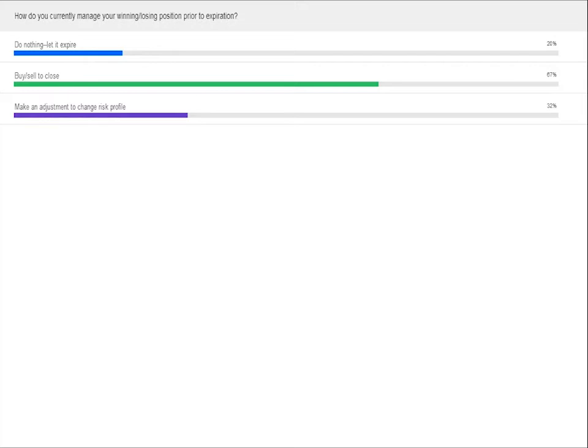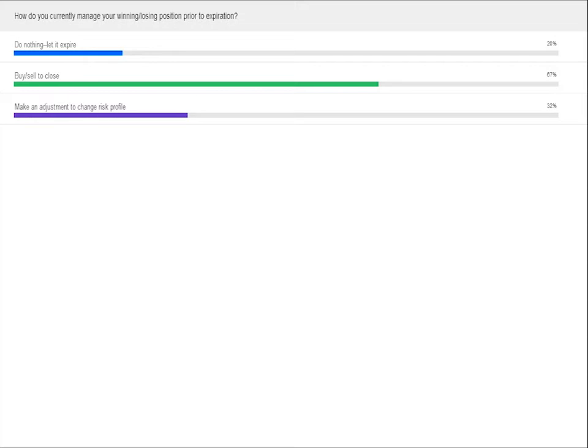I was curious to see where adjustments fell into the mix, and it looks like more than holding it till expiration, which is nice to see. A little bit surprising. I was expecting adjustments to come in third place, but here we are seeing at least a third of our audience, or approximately a third of our audience, making some kind of adjustment.